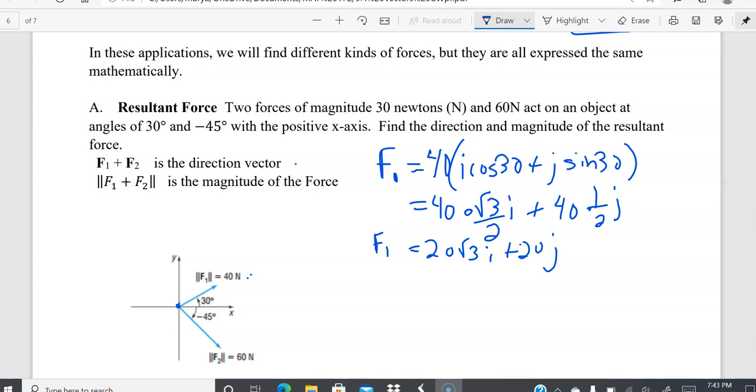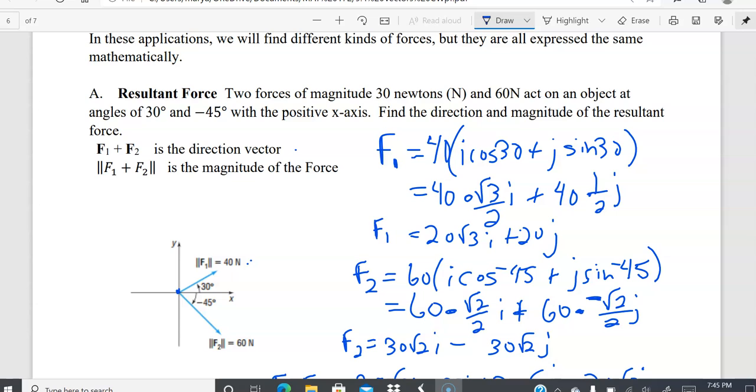Now I did it in exact values right here. I will end up using decimal approximations, but right now I'm doing it exact. Now we're going to do it for force vector 2, F2. That magnitude is 60. I do expect you to write this out. This is how I know that you know what's going on. Again, stop the video and go ahead and find the vector for F2.